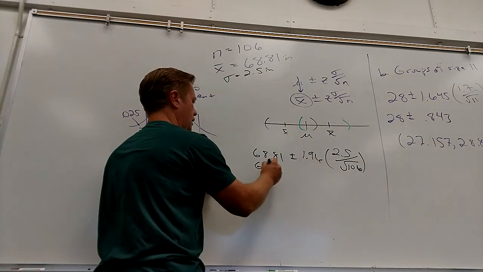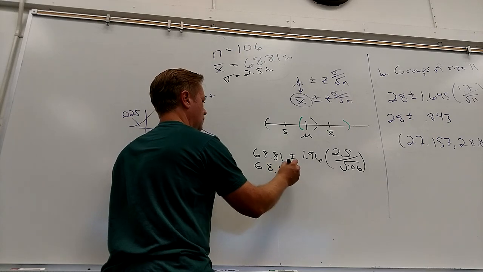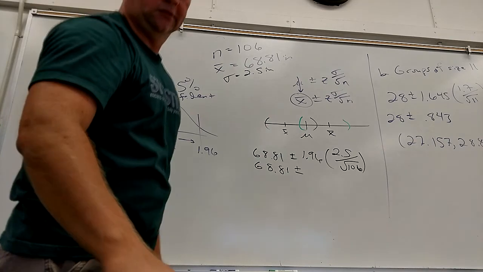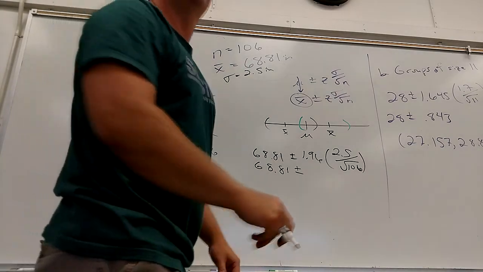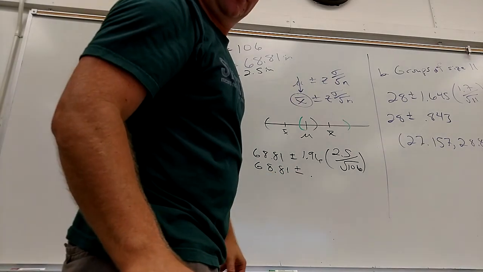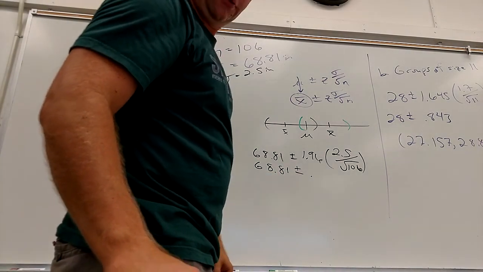So let's see what we get. 68.81, give or take. Somebody done that for me? 0.475. Ooh. That's correct.